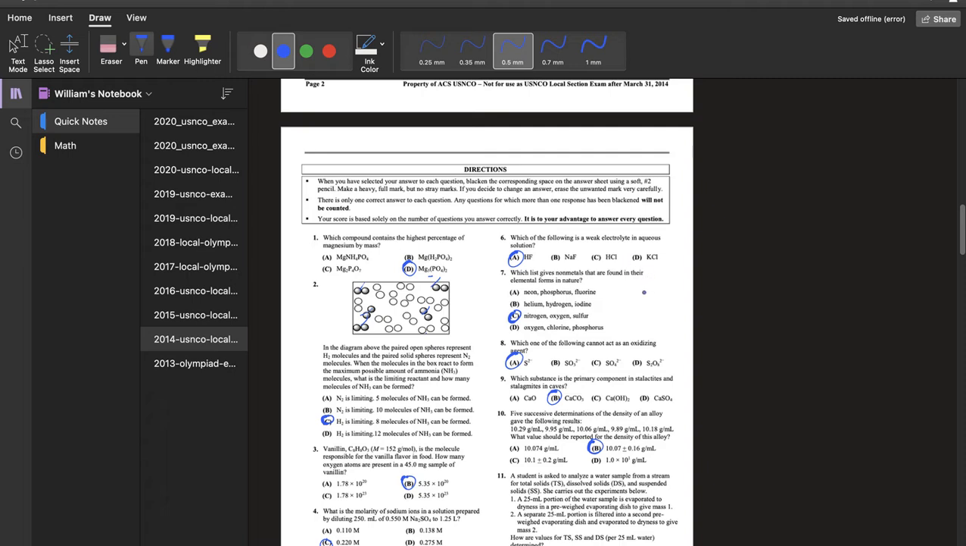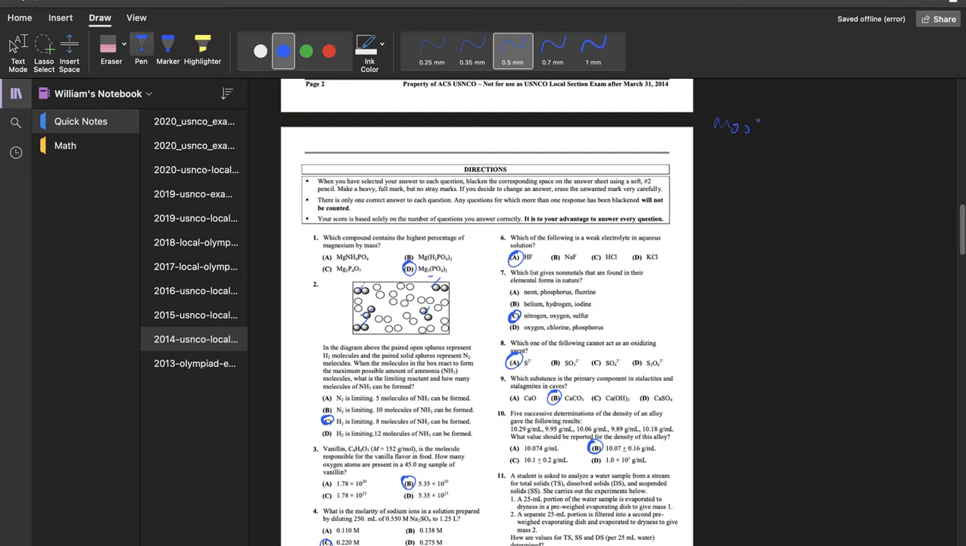So starting with number 1, basically what you want to do is find each molar mass. So you're finding 4 molar masses, and then for each compound you want to see how much mass is contributed by the magnesium, and then find that ratio to its molar mass, and the highest percentage would win. I'm only going to show D because we're just going to compare percentages and the highest one's going to win. So this will probably be sufficient.